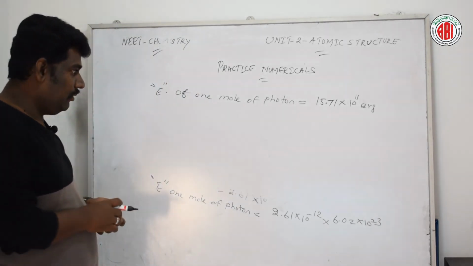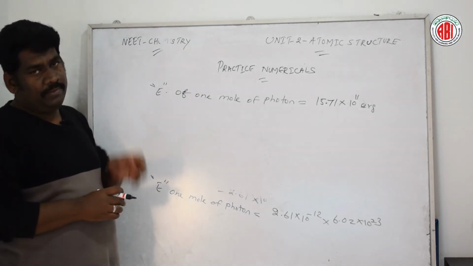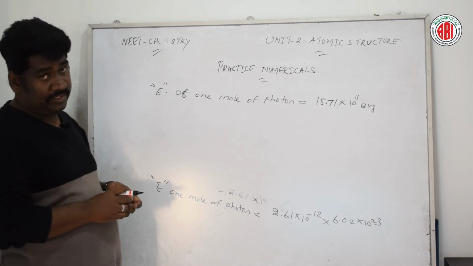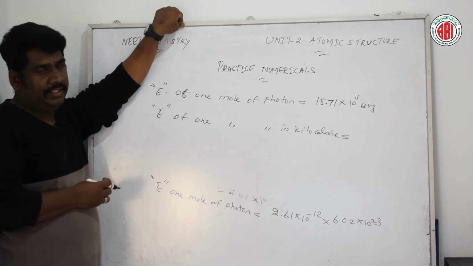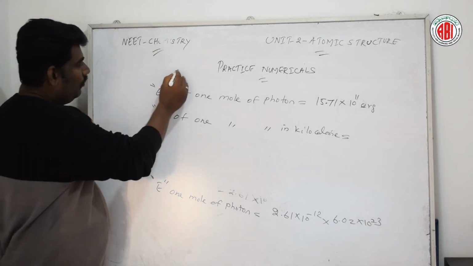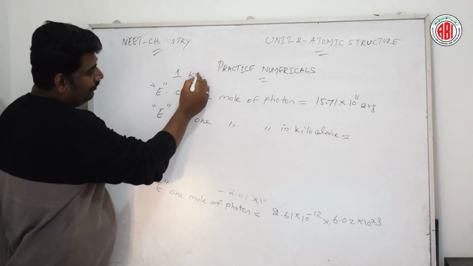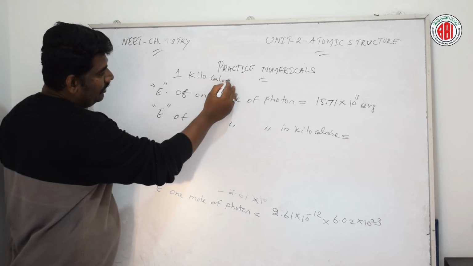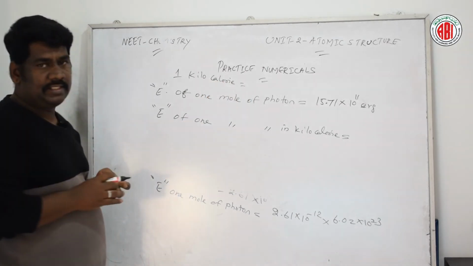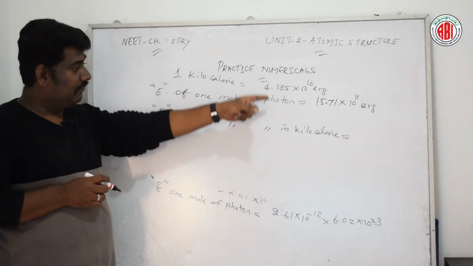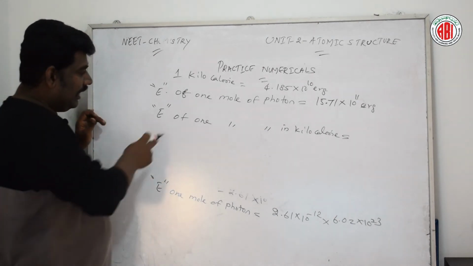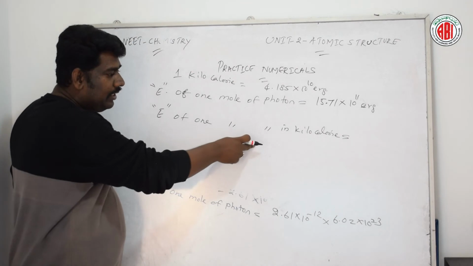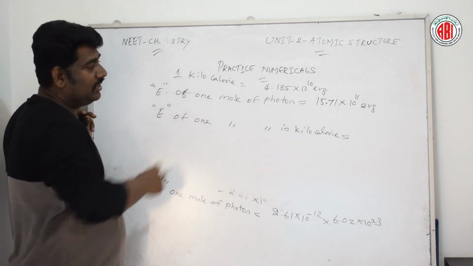Now energy of 1 mole of photon in kilocalories. Let us find the energy of 1 mole of photon in kilocalorie. 1 kilocalorie value is 4.185 into 10 to the power of 10 erg. Now let us find the energy of 1 mole of photon in kilocalorie.